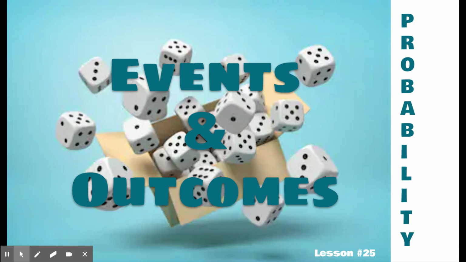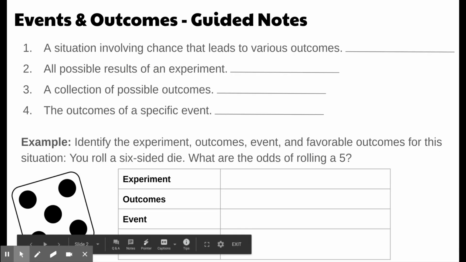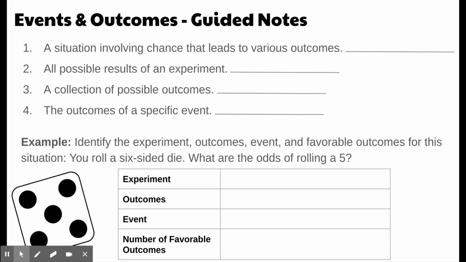This is the start of our final unit of the year, and this is our probability unit, and our first lesson is on events and outcomes. So first I need to teach you some new vocab words. A situation involving chances that lead to various outcomes, that is what we call an experiment, something you're used to because of science class.